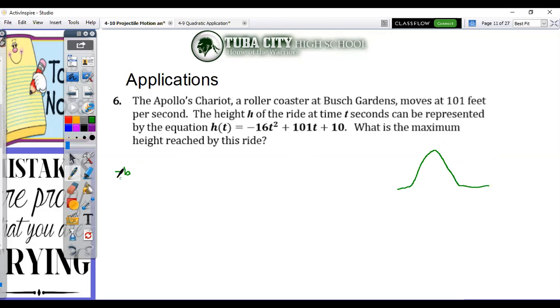Maximum height. So we need this formula. We need the vertex, or in this case, axis of symmetry. But we are actually going to need to find out what is the axis of symmetry. So negative b. So negative 101 over 2 times negative 16. And let me go ahead and start evaluating this. So this would be negative 32. So don't forget that a negative divided by a negative is supposed to be a positive.